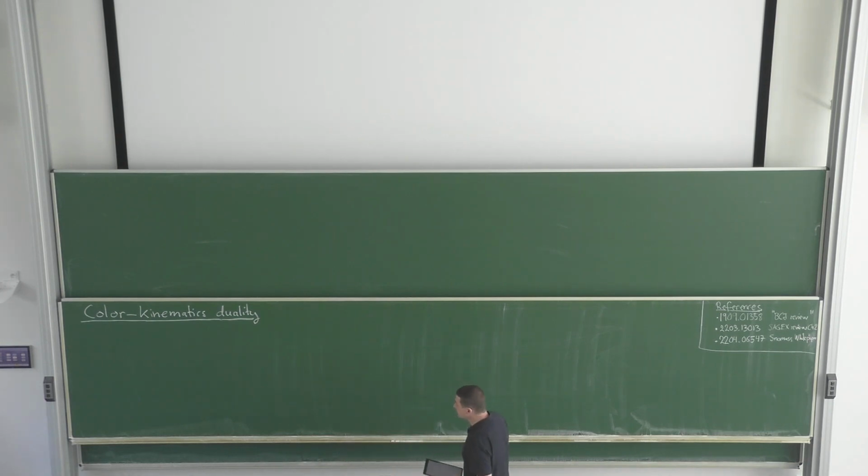And also, as Jaroslav said, I'm not necessarily going to be in 4 dimensions in this talk. In fact, almost nothing I'm going to say today is going to depend on the dimension. So yeah, this is some generic analysis of how color enters gauge theories and how it's related to kinematics.